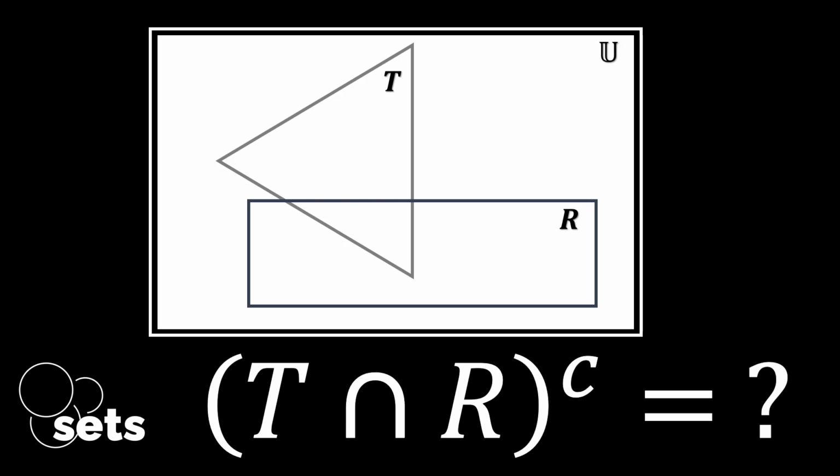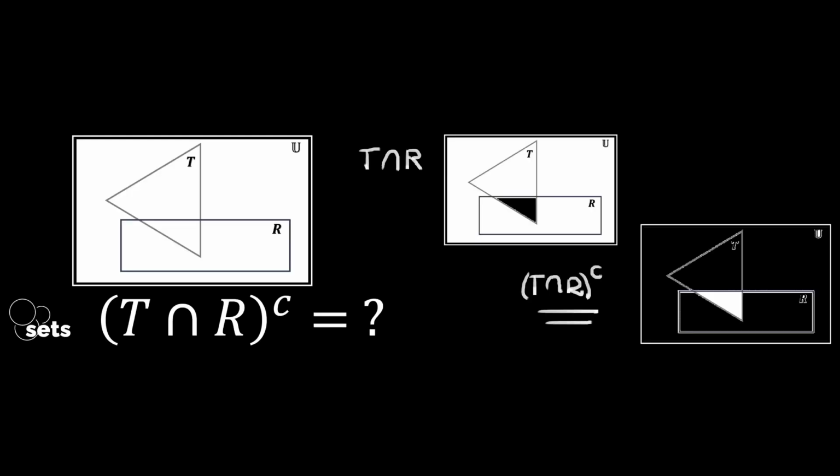Now, we are to make a Venn diagram, which is the result of the complement of the intersection of two different sets here, set T and set R. We are going to shade a region that corresponds to this answer. Let's discover how to move from here to here. This is all about sets.